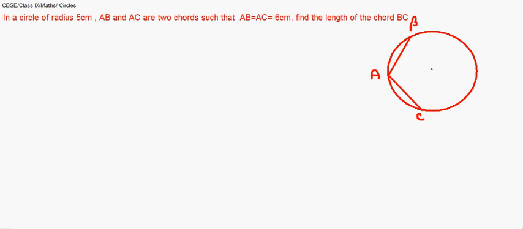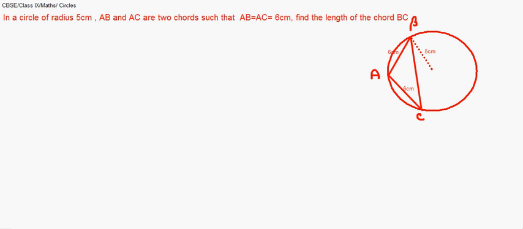We have to find the length of this chord, which is BC. Also, we know that the radius is 5 centimeter. This one is 5 centimeter. I can write the rest of the information here. This is also 6, this one is 6 centimeter as well, and this is given to be 5 centimeter. We have to find BC. What do we derive?